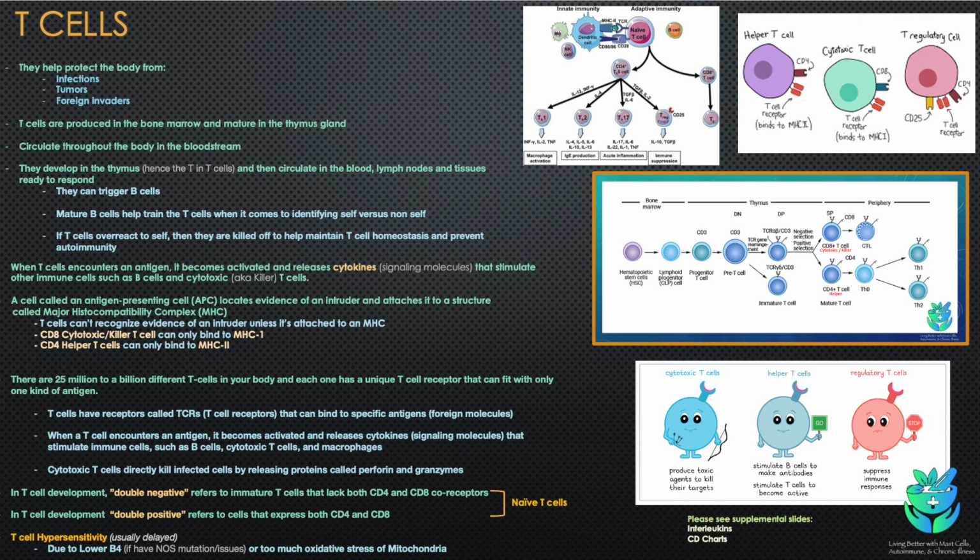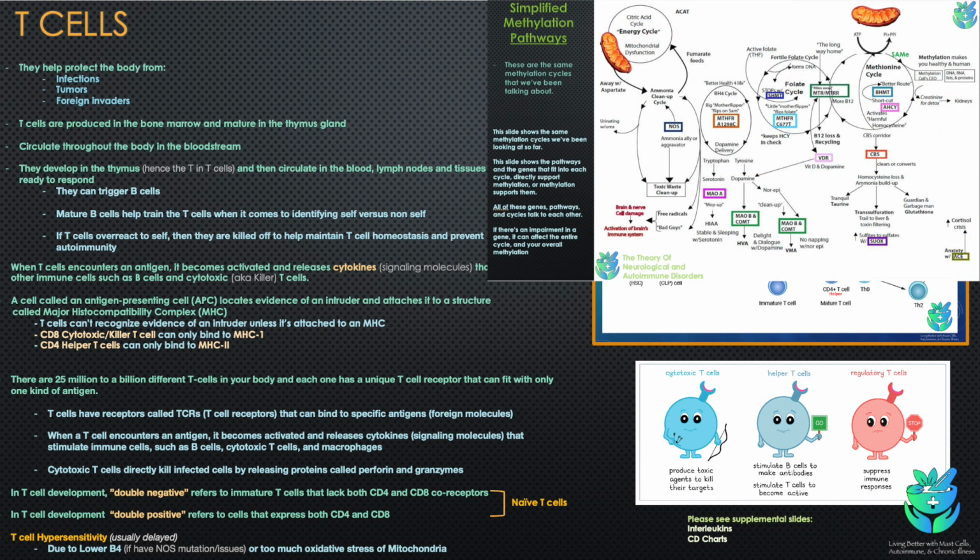Now, T cell hypersensitivity is usually delayed, but lower BH4, too much oxidative stress, or mitochondrial damage can make your T cells very hyperactive. So, if you have the MTHFR 1298, which can subsequently help lower your BH4, and the NOS gene mutation, you're going to have less BH4.